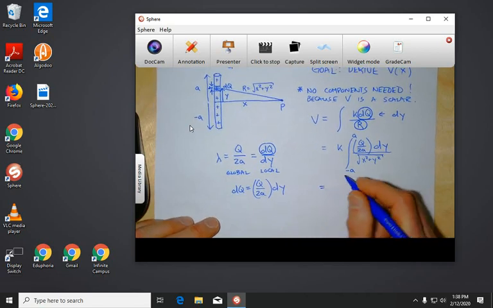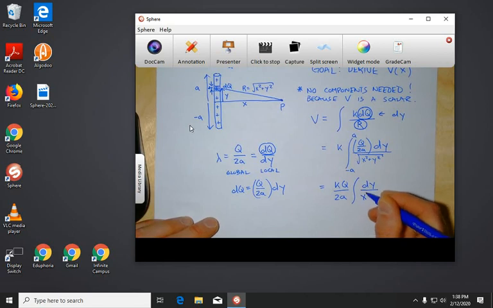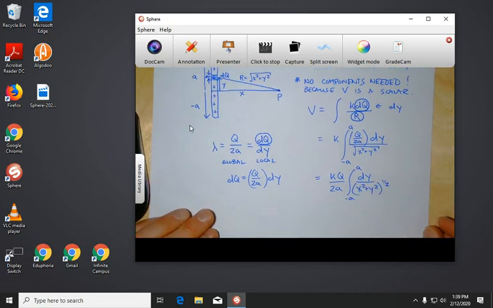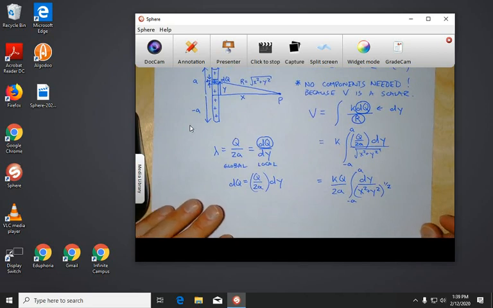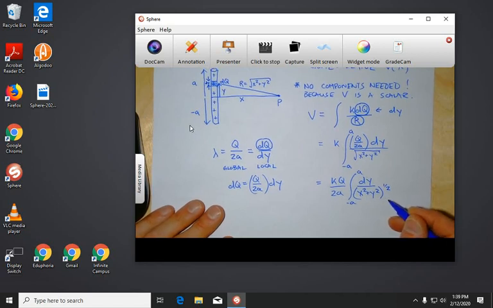So we factor out a few more things here. We've got k times q over 2a times the integral dy, over x squared plus y squared to the 1/2, from negative a to a. And at this point, you kind of might just have to stop, because this integral is actually kind of tough to solve. All right, I'll put hard to solve.